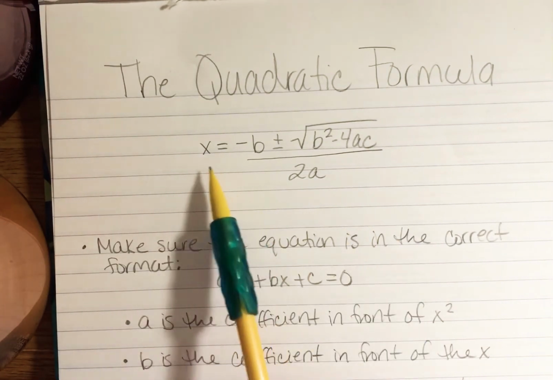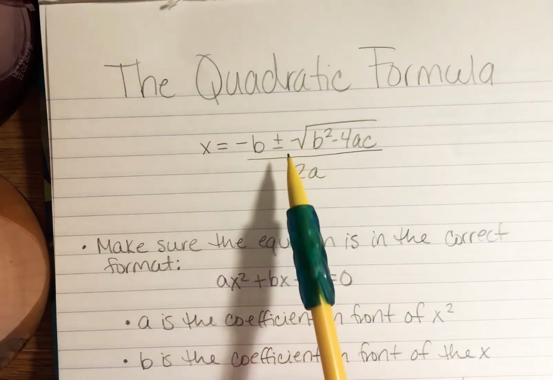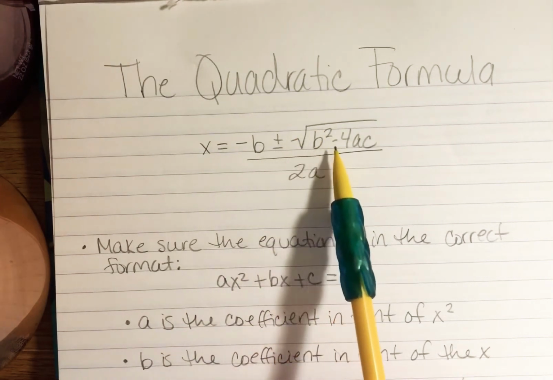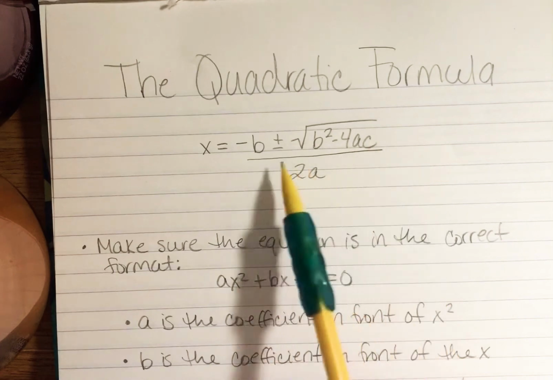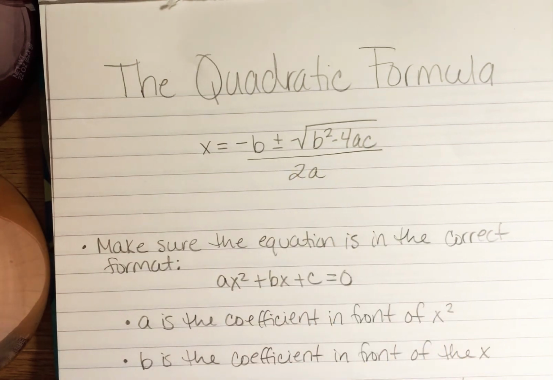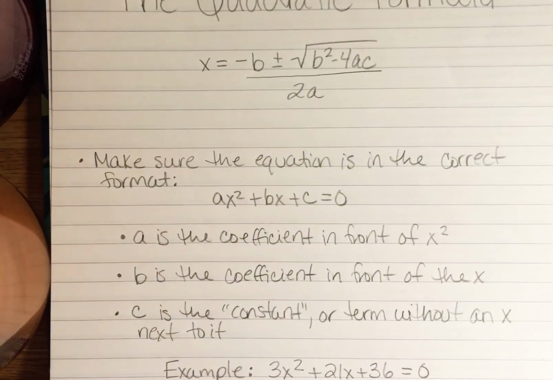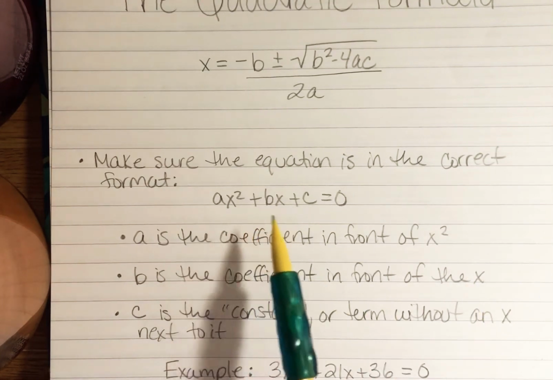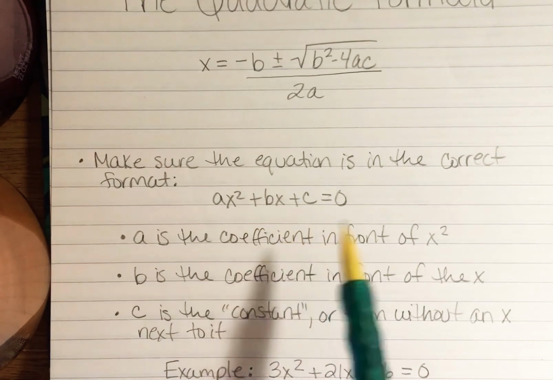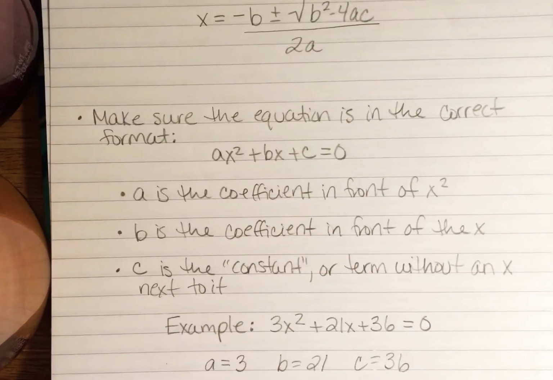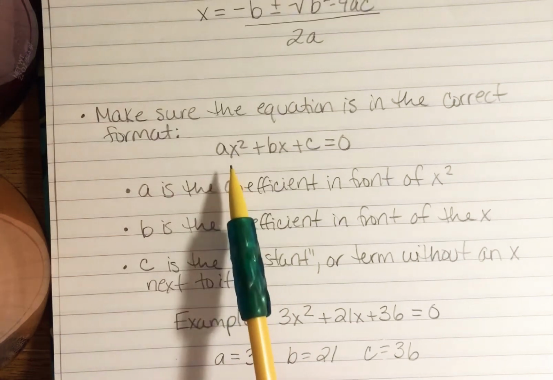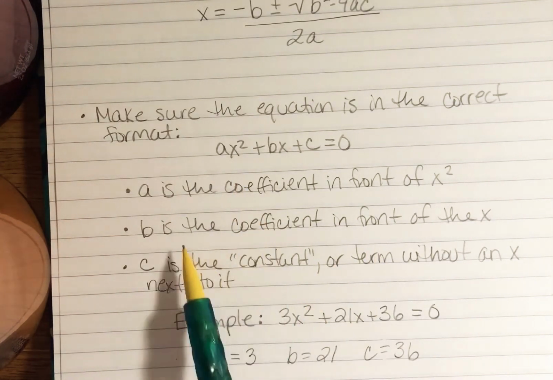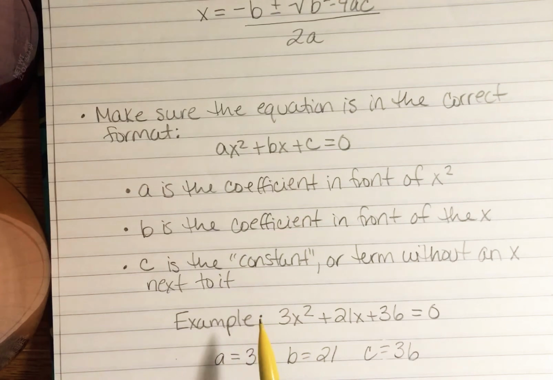So here's your formula. x equals negative b plus or minus the square root of b squared minus 4ac, all over 2a. Okay, and first you need to make sure that your equation is in the correct format, which will look like this: something x squared plus something x plus something equals 0. And the a is the coefficient in front of x squared. The b is the coefficient in front of the x. And then your c is the constant, or the term without an x next to it.